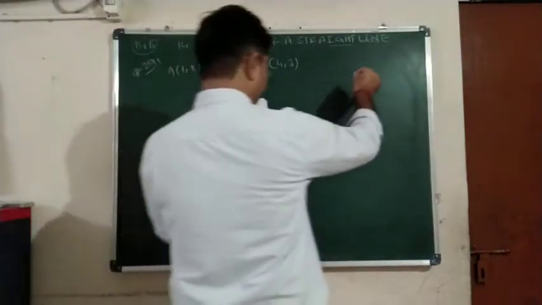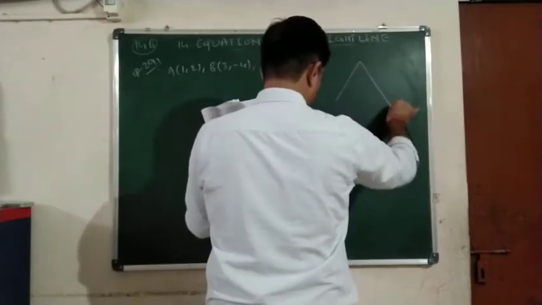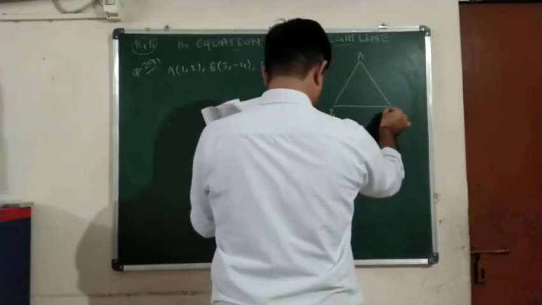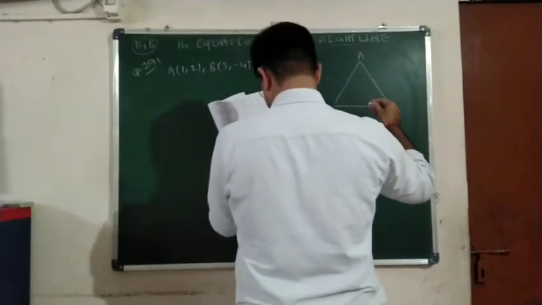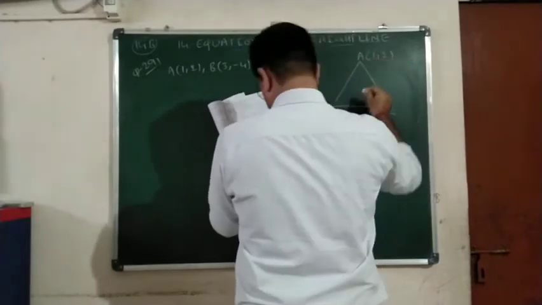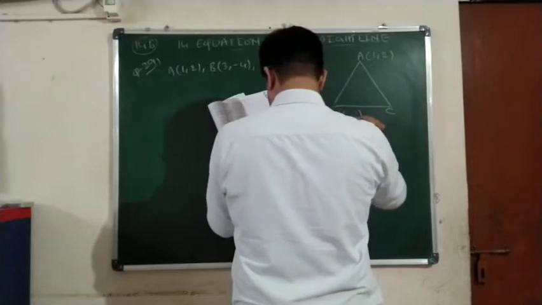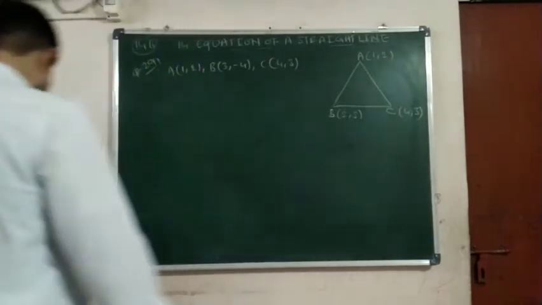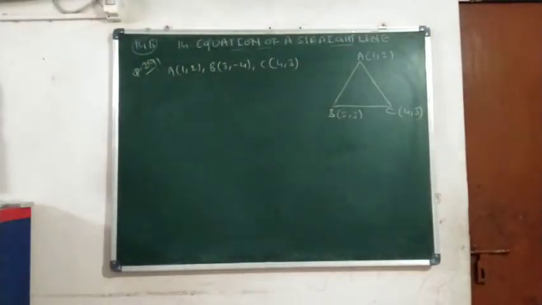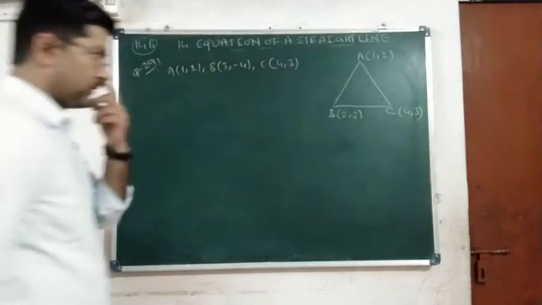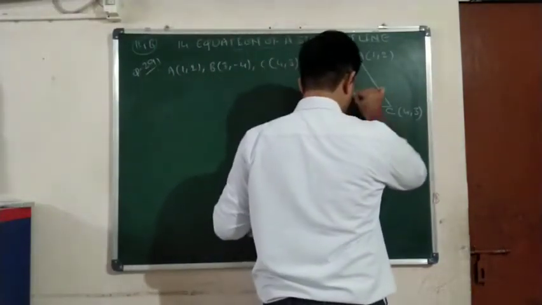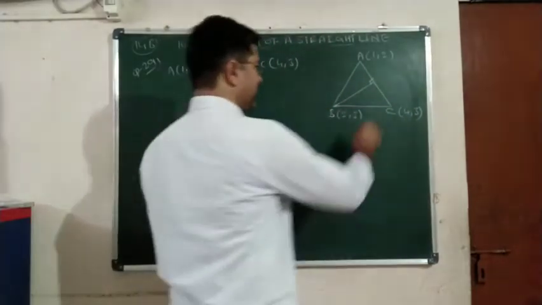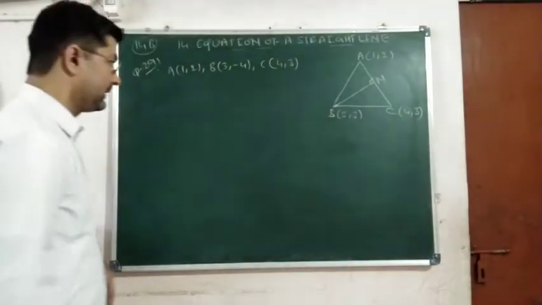Okay, let us draw a diagram and understand this. Triangle ABC is given. A has coordinates 1, 2, B has coordinates 2, 3 and C has coordinates 4, 3. We have to find the equation of the altitude through B. So what is the altitude through B? Perpendicular drawn from the vertex B on the opposite side, that is AC. Say BM is the altitude through B on side AC.